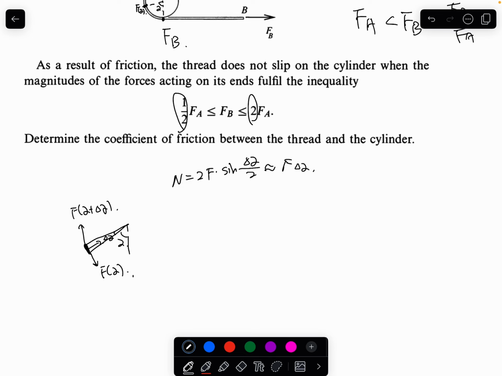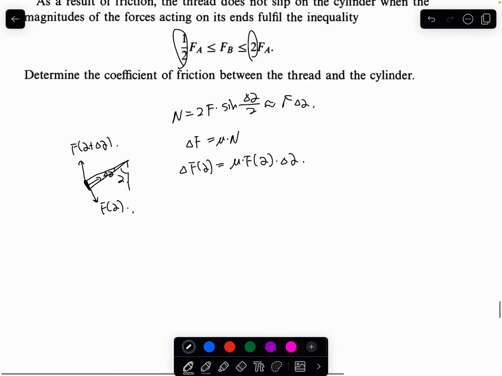So what is this thing? It is in equilibrium with the frictional force. So delta F equals mu times N, right? So now we have delta F of alpha equals mu times F of alpha times delta alpha. And don't you think that this is very similar to a differential equation? We will use derivatives to reconsider this equation: dF equals mu times F times d alpha.